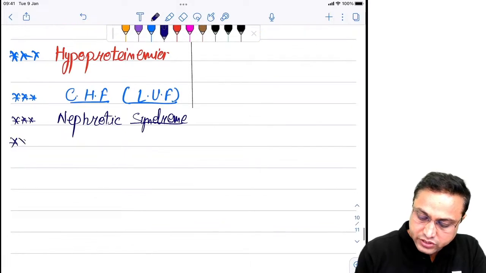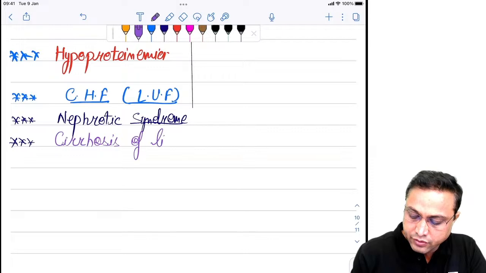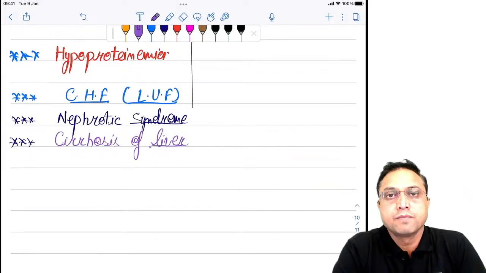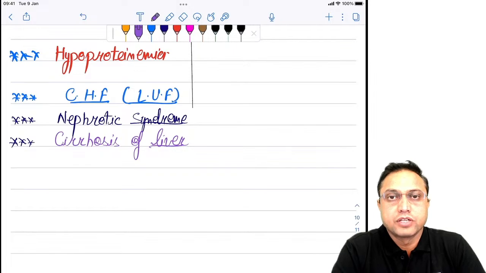Another important cause is going to be the cirrhosis of liver. We know that the liver is the factory of the proteins. If the liver is not functioning properly, if there is cirrhosis, then obviously the proteins are not going to be there, or fewer proteins are going to be formed. And then again, my dear friend, no one will be there to push the fluid into the vessels, into the intravascular space, and then the fluid will start accumulating into the free spaces, particularly that of pleural spaces.